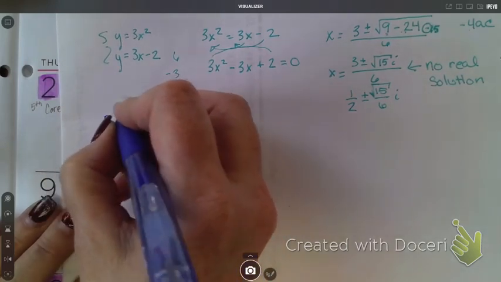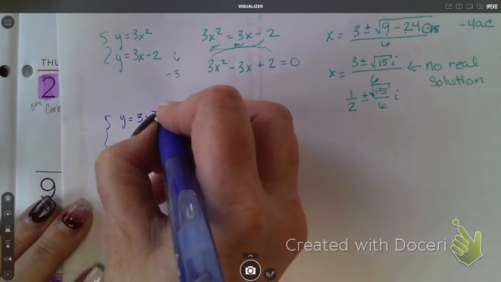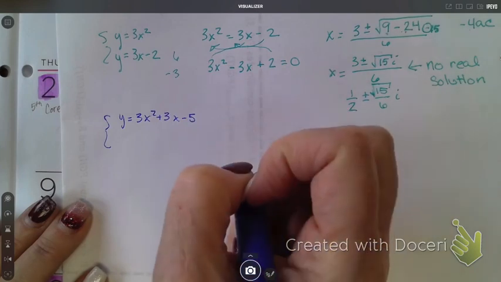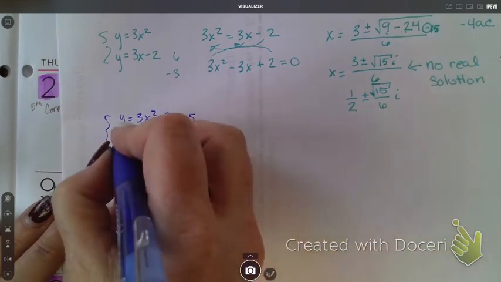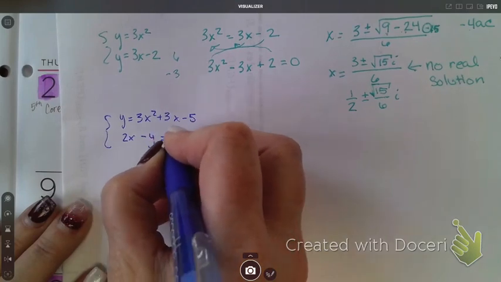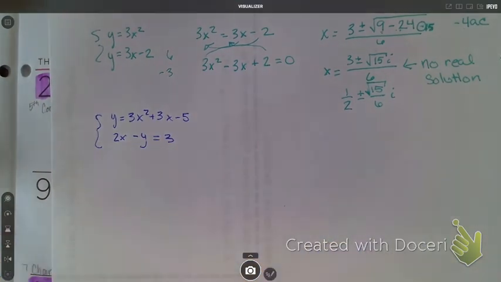So I've got y equals 3x squared plus 3x minus 15, or 15/5, sorry. And 2x minus y equals 3. Oh, I know how to do this. Okay. So, Cole, what do I have to do?